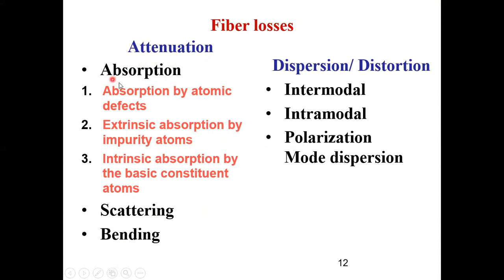So how does absorption loss happen? Absorption loss is caused by absorption by atomic defects, extrinsic absorption by impurity atoms, or intrinsic absorption by the basic constituent atom. So absorption loss is due to atomic defect, extrinsic absorption and intrinsic absorption. So we will see what all these three things are, how it happens, and if possible how I can reduce it, that also we will see.